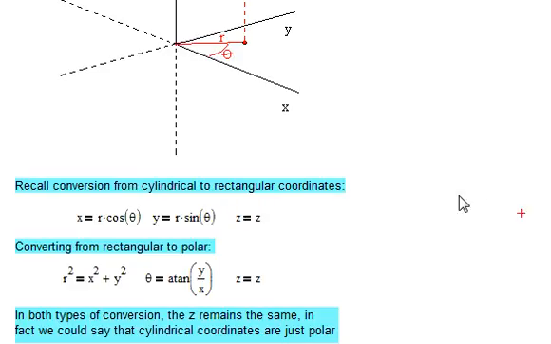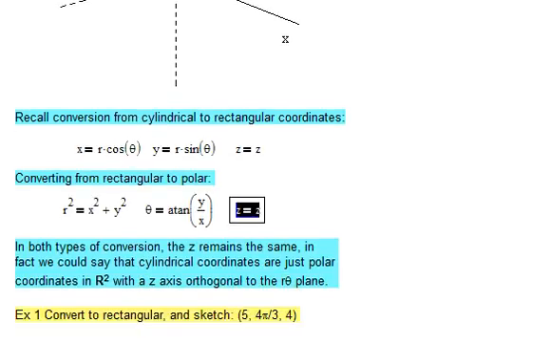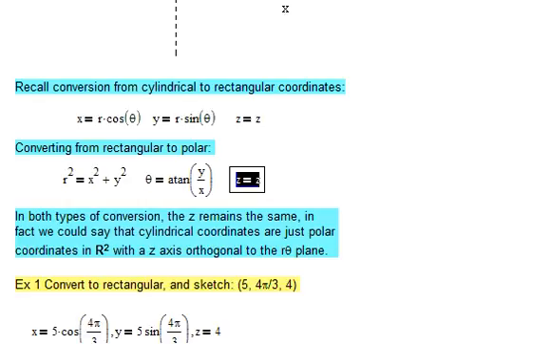And when we go from rectangular to polar, which means rectangular to cylindrical now, you can just say r squared is x squared plus y squared, and theta is the angle whose tangent is y over x, and again, of course, z equals z. So in both types of conversions, the z is the same. In fact, we could say cylindrical coordinates are just polar coordinates with a z-axis orthogonal to the r theta plane. That's it. That's the whole story.